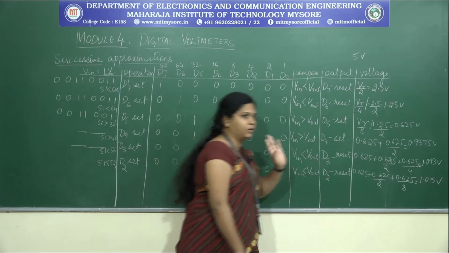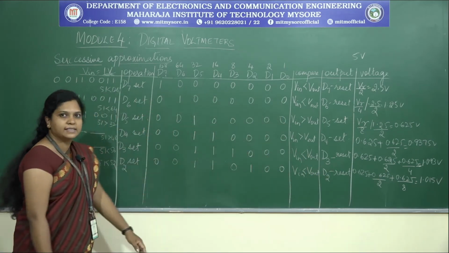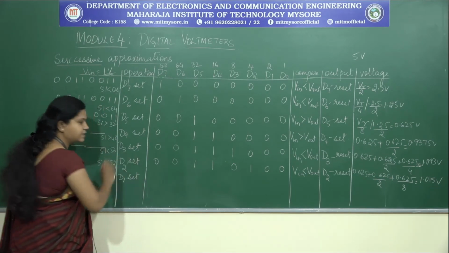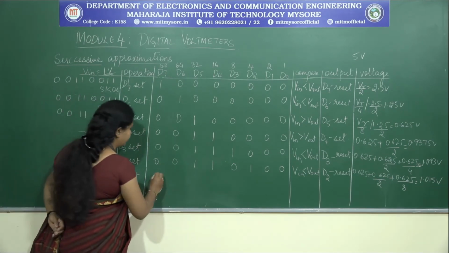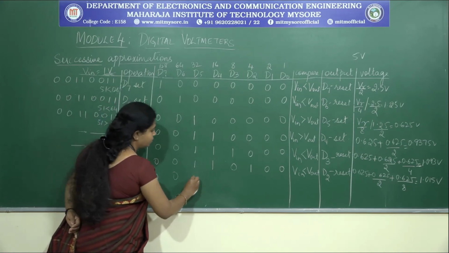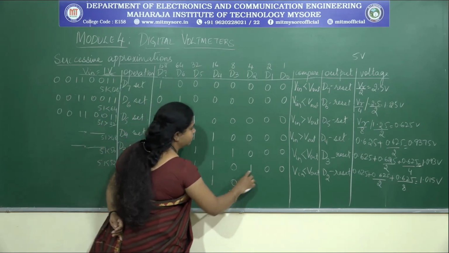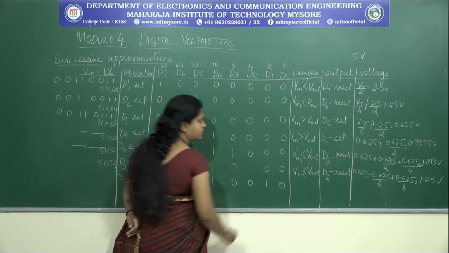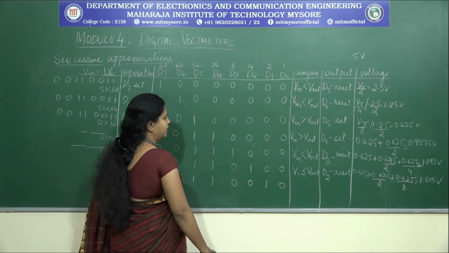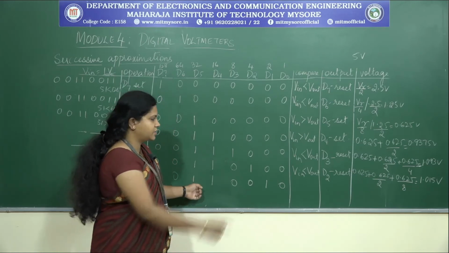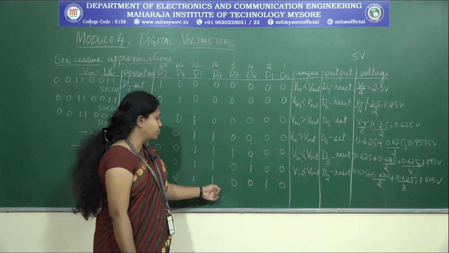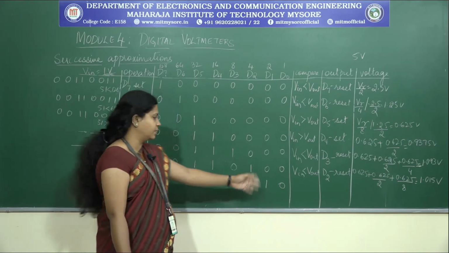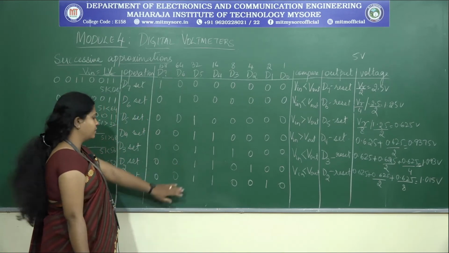D2 you should reset now. Why? Because Vin is less than Vout. So next bit is D1 should be set. Okay, so for D1 to be set, 0, 0, 1, 1, 0, D2 should be reset, D1 should be set. So again same procedure, 0.625 plus 0.625 by 2 plus 0.625 by 16. You have to do that.